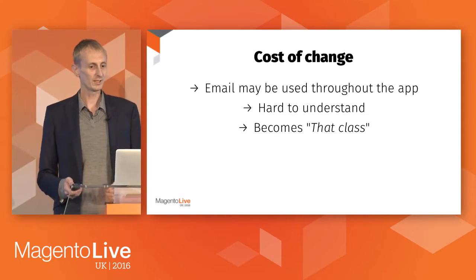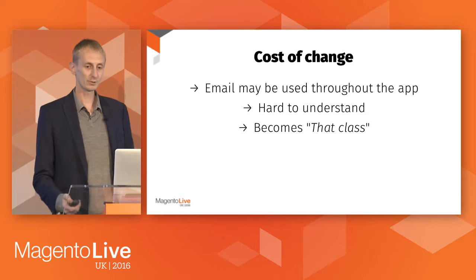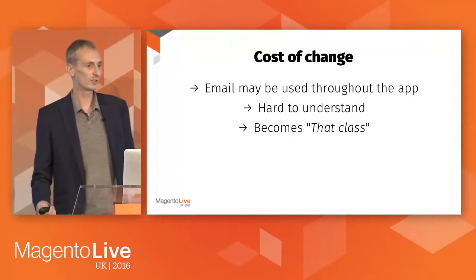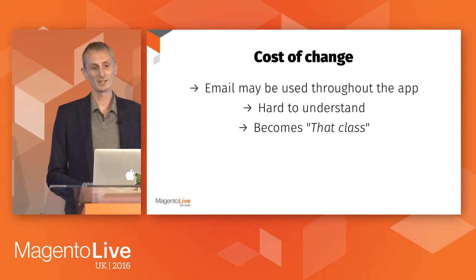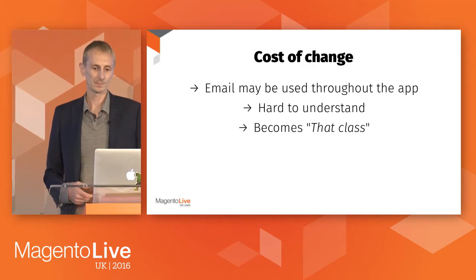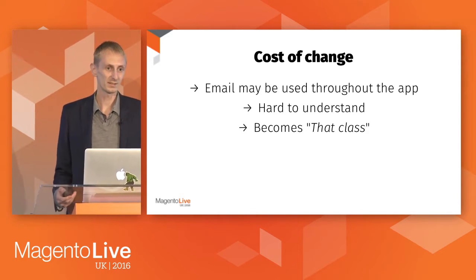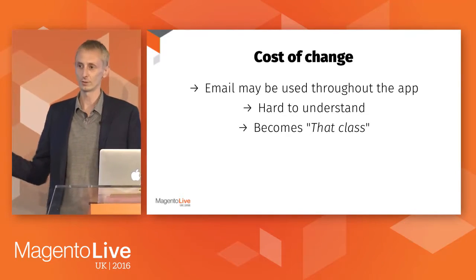And the cost of change is, again, because email is going to be used throughout the application itself. Mandrill isn't a one-off implementation. We want to use it again and again. It's very hard to understand, especially if that class grows in order of magnitude. And I bet every single one of you developers has got that class that they don't want to touch. And that's what it becomes. And over time, there's more of those classes that you want to try and stay away from.